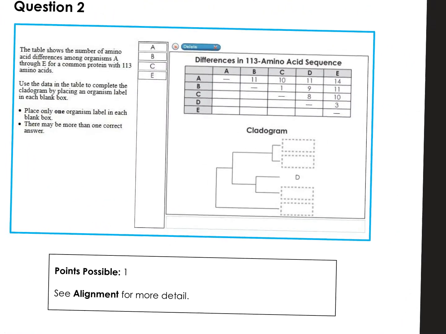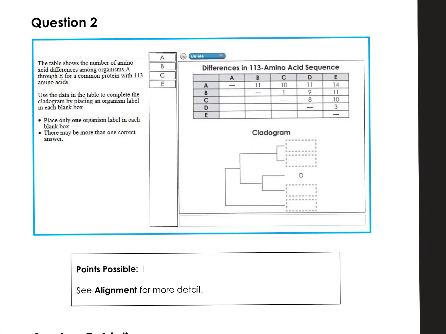Okay, so we're looking at this. We're looking at amino acid sequence differences, and they're going to look at differences, and that's key. And we're going to try to figure out which ones belong in each of these boxes. These two are the ones that have the least amount of difference, right? Which two on this chart have the least amount of difference? Well, B and C have only one difference between them. So these two have to go here. So if I put B here and C here, that's reasonable. They share only one difference. See?